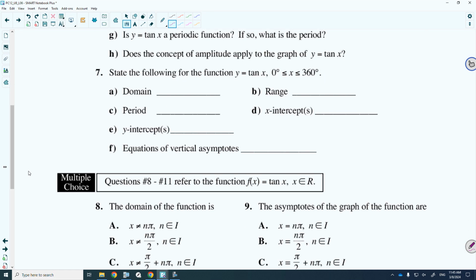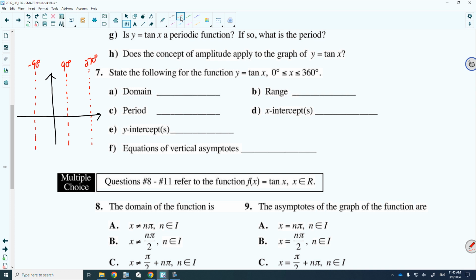So again, next to number 7, I just want you to draw a very quick tan graph. So what do we need to remember for a tan graph? We need to remember that at 90 degrees, we have a VA. So this is at 90 degrees and at 270. There are vertical asymptotes at 90 and at 270. That means there'd also be a VA at negative 90 and negative 270.